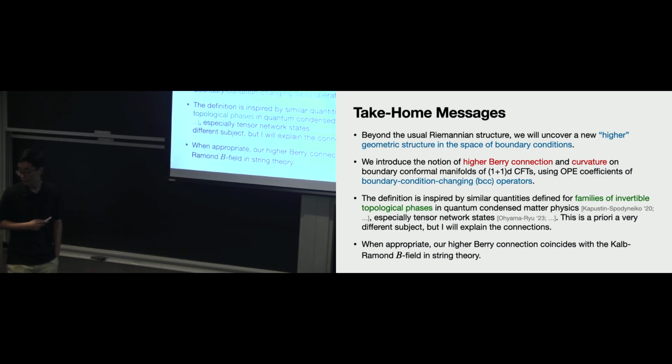Our definition is inspired by similar quantities defined for families of invertible topological phases of matter, which is discussed in recent literature of quantum condensed matter physics, especially those based on tensor networks. A priori, this is a very different subject from the space of conformal boundary conditions, it seems, but there is some connection, and I'll try to explain it. When appropriate, in the string theory context, it seems that our higher Berry connection is closely related to the Ramond-Ramond B field in string theory.